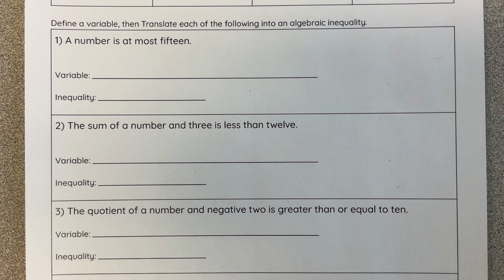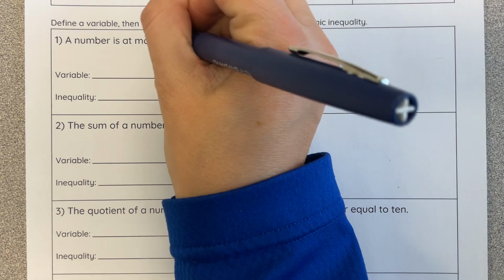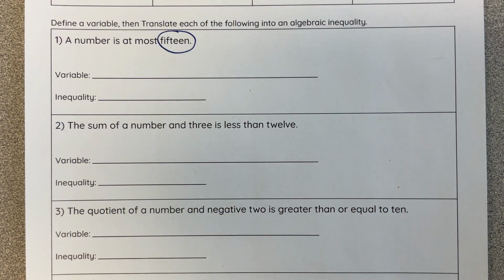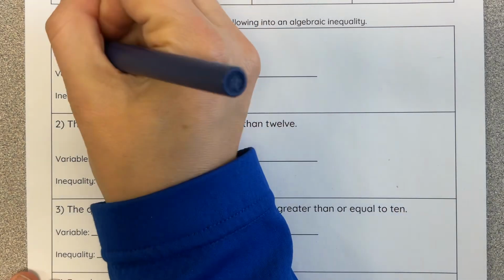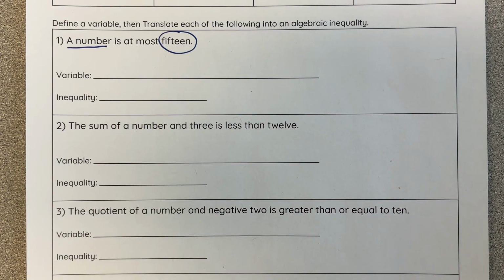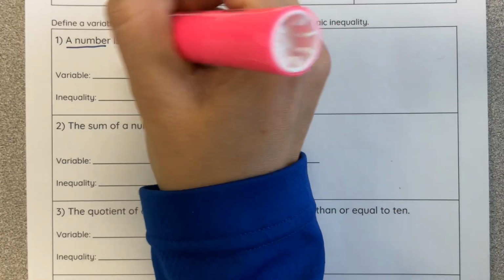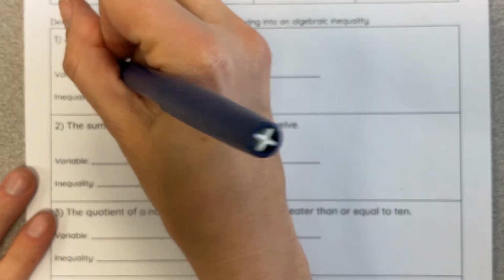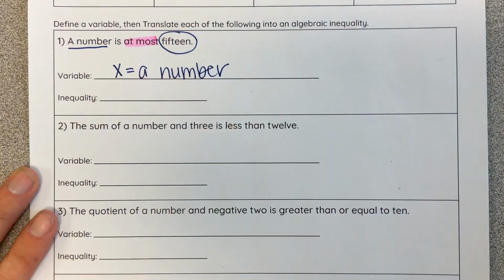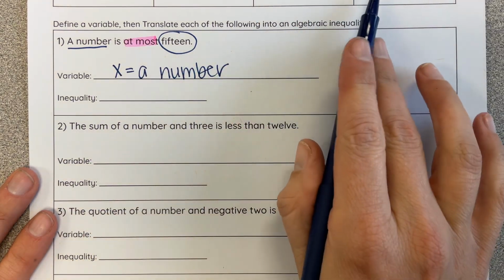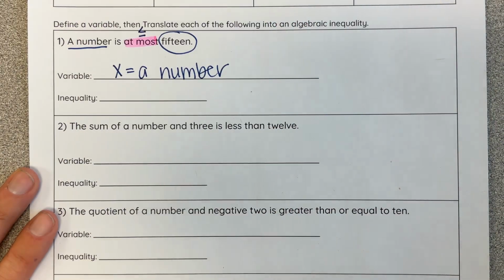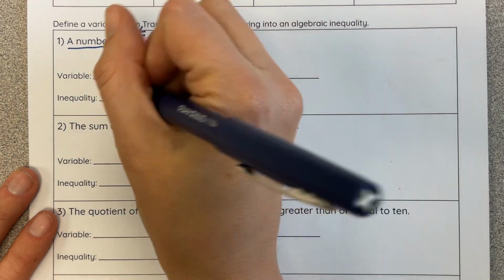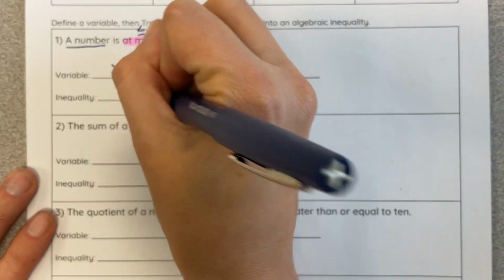So number one, a number is at most 15. So I like to circle the numbers in the problem for us. I'm going to underline our unknown. So a number is our unknown. I'm going to highlight some key information. So at most is telling me my inequality symbol. So for our unknown, a number, I'm just going to use x equals a number. At most tells me the inequality symbol less than or equal to. So when I'm writing my inequality, x is less than or equal to 15.